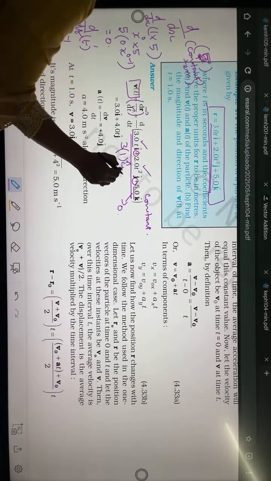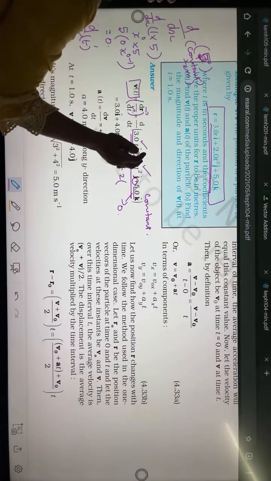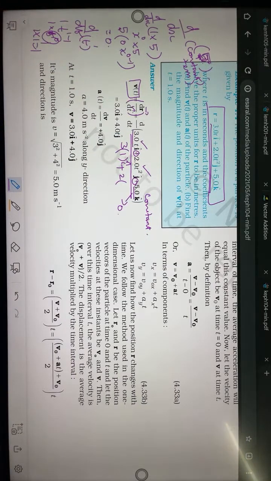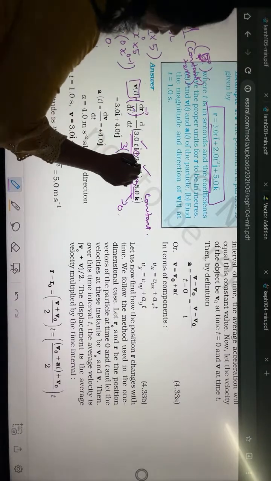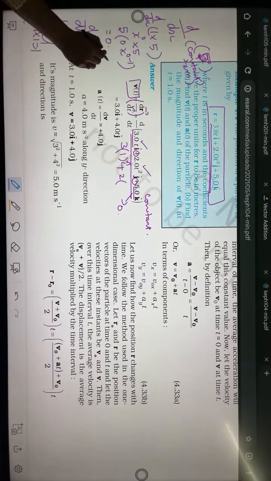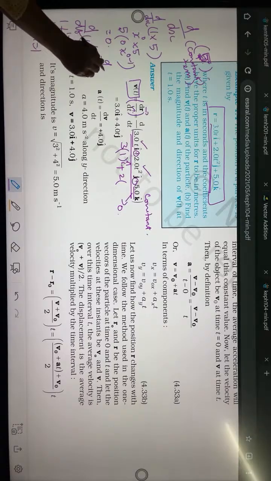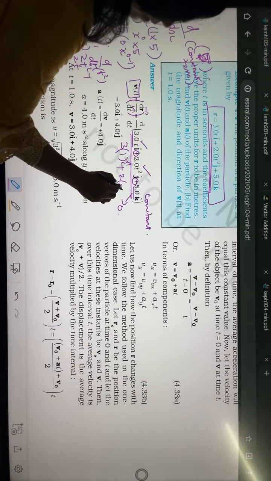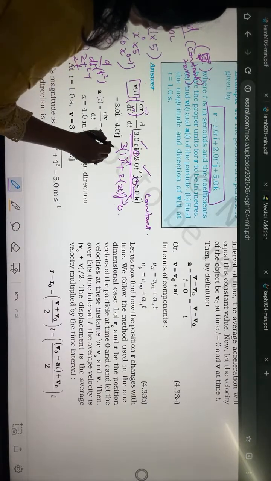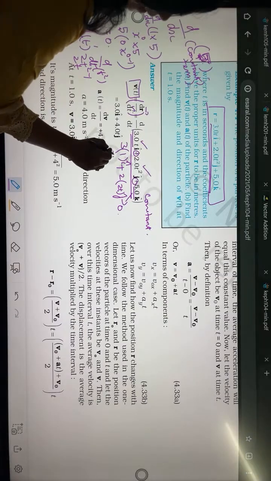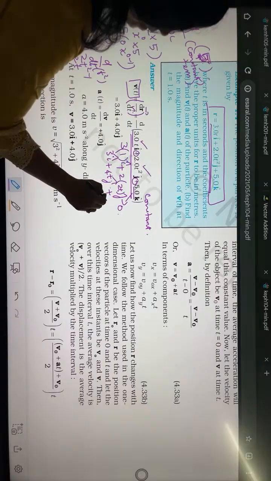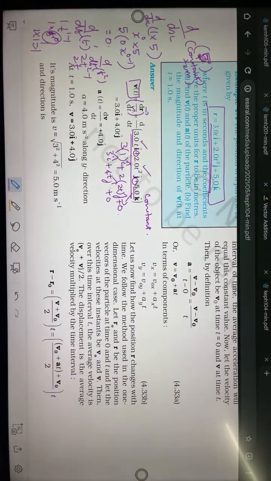Then 2 into t square, right? So you need not worry about 3, 2, 5. Just 2. Then what is t square? How can you differentiate d by dt of t square? Yes, 2t power 2 minus 1. So 2t, so 2t j cap. So 3 into 1 is 3 i cap plus 4t j cap plus 0. Right? So it is given here.